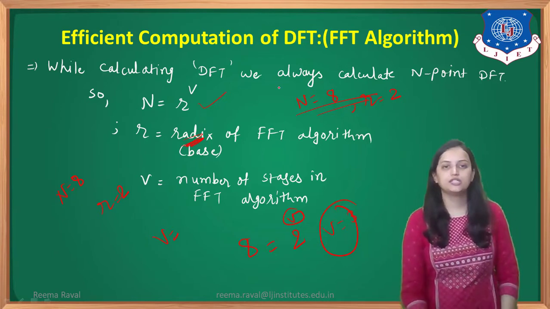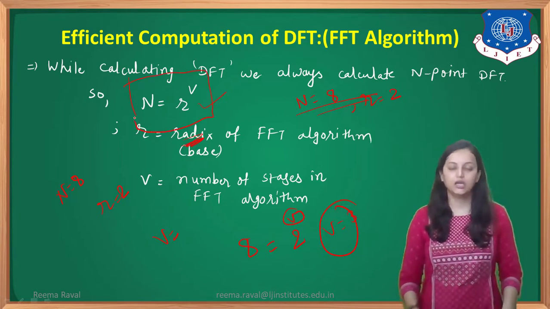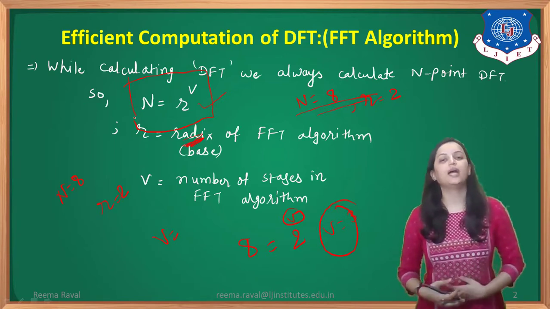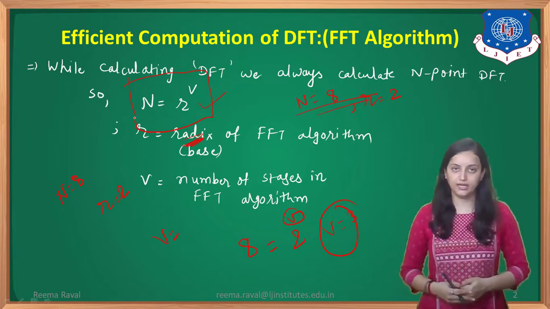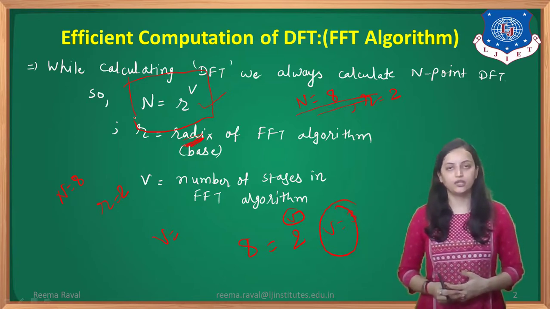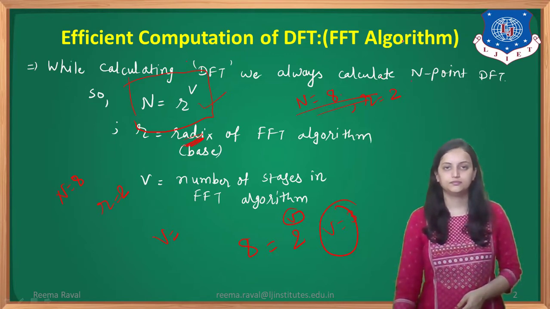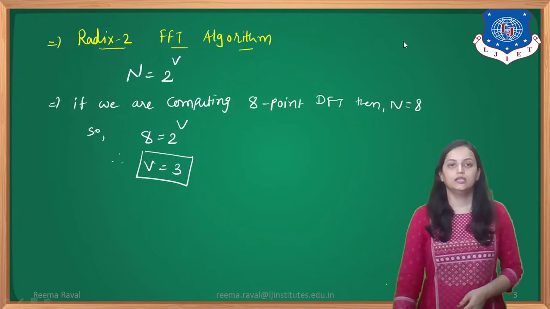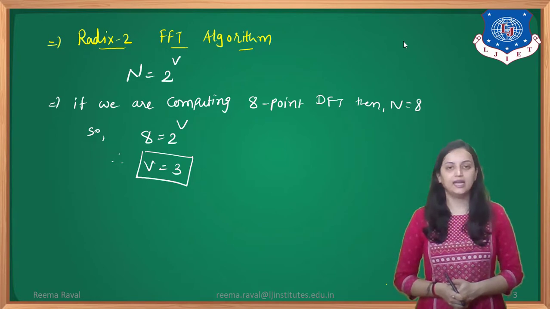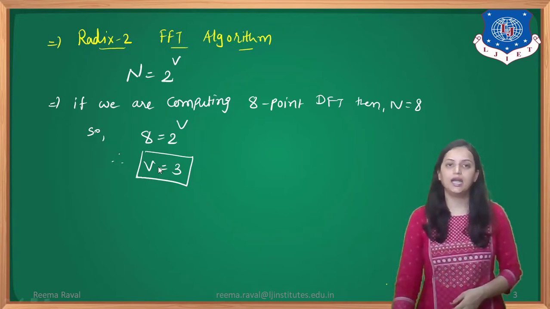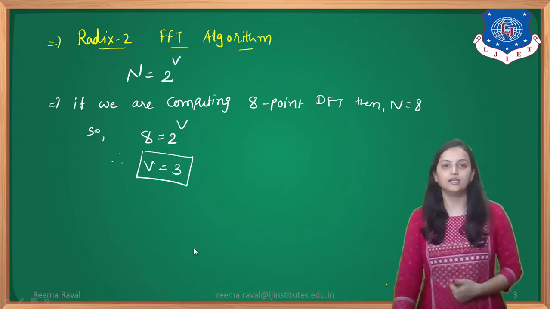So n equals r raised to v is the important formula to understand FFT algorithms, for the data given to you, to find the number of stages or the base or the number of points. So let us consider some examples. For radix 2, if we want to compute 8 point DFT, that is n equals 8, as we have seen earlier, 8 equals 2 raised to v, which gives v equals 3. That means the number of stages is 3.